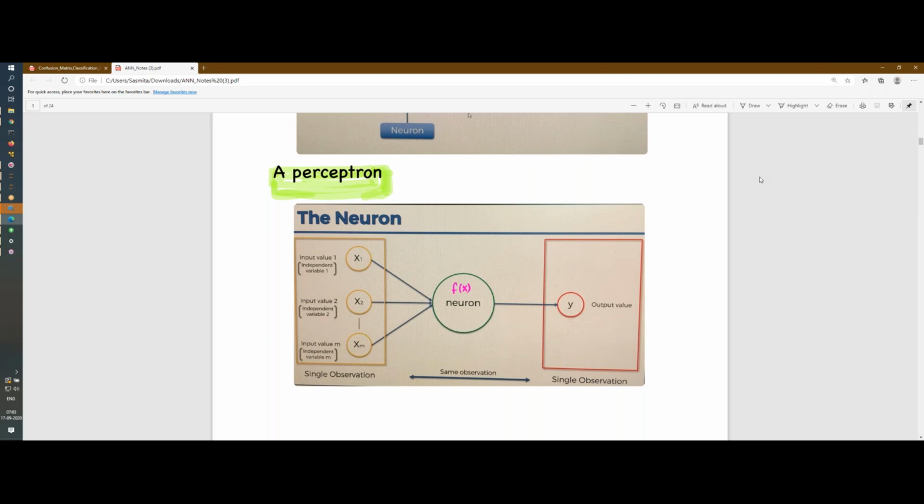Now what is happening inside this neuron? Some mathematical function we are applying. Each feature is multiplied by a weight. Summation of all of those plus B. B is another constant. W and B are constants that we are introducing.